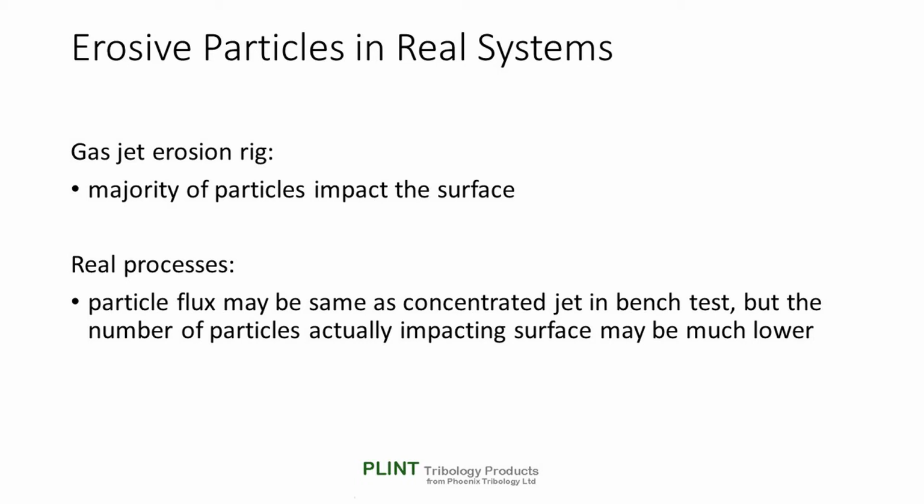In real processes, for example a two-phase flow in a straight pipe or bend, the particle flux may be much higher than the concentrated jet in the bench test, but the number of particles actually impacting the pipe surface will be much less, and, of those actually hitting the surface, the loss of kinetic energy may also be much less. The particle flux density and velocity in the pipe will vary across the stream, with the profiles dependent on whether the flow is laminar or turbulent.